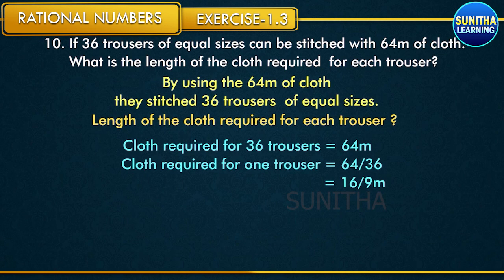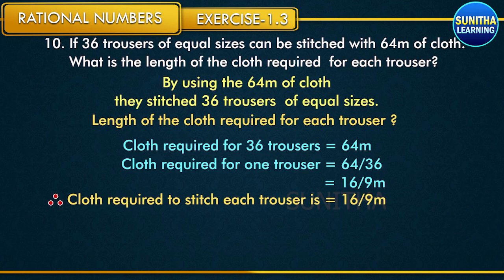Just observe it. The cloth required for 36 trousers is 64 meters. Now the cloth required for only one trouser is equal to 64 by 36 meters. Clear? 64 by 36. So if you do a cancellation, what are you going to get? 16 by 9 meters. So therefore we can write that the cloth required to stitch each trouser is 16 by 9 meters. Clear?